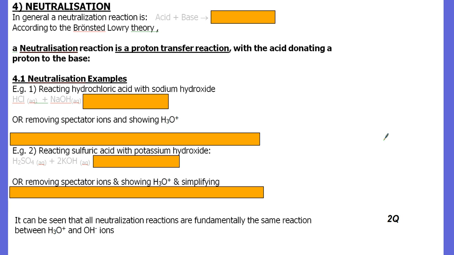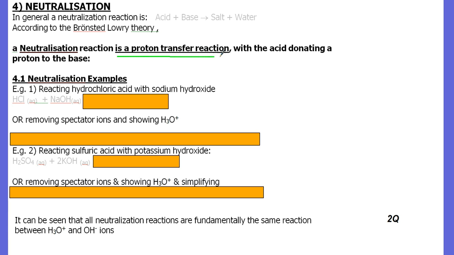This is the fourth of our videos on 9.3.4, fourth out of six, we're over halfway now, and we're looking at neutralisation in this particular video. And we know from the past that neutralisation is defined as acid plus base goes to salt plus water. But according to Bronsted-Lowry theory, we now have a slightly updated definition of a neutralisation reaction.